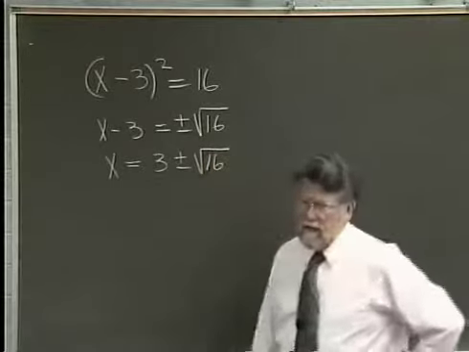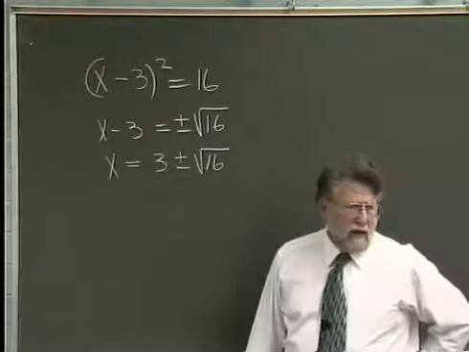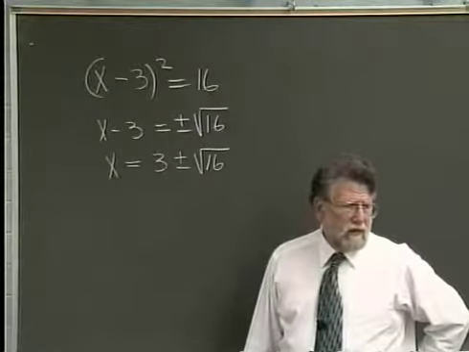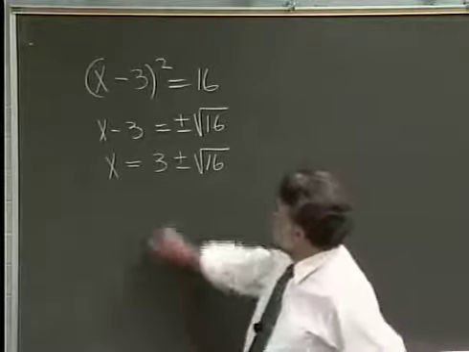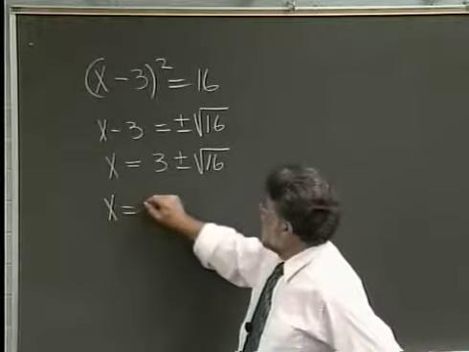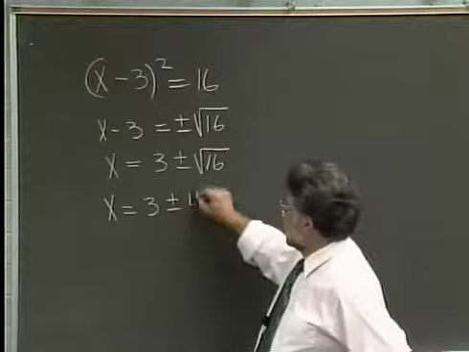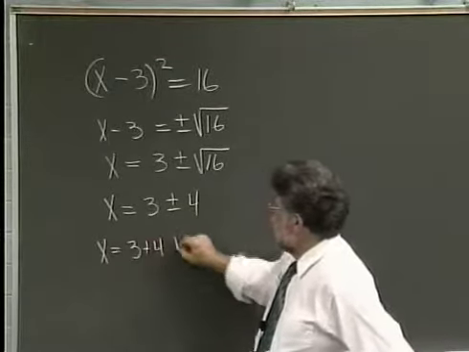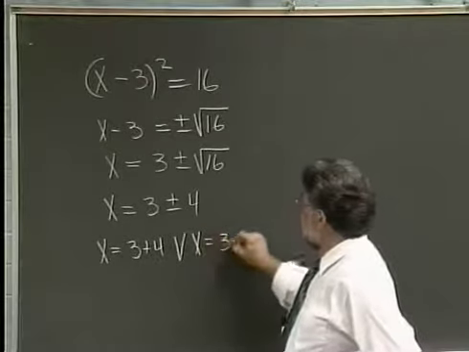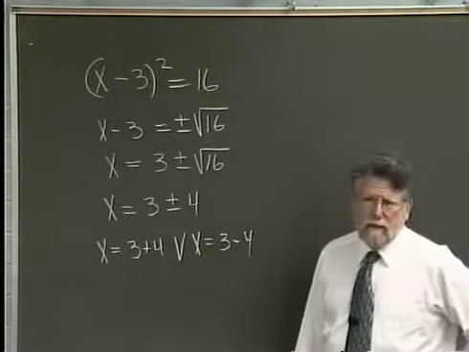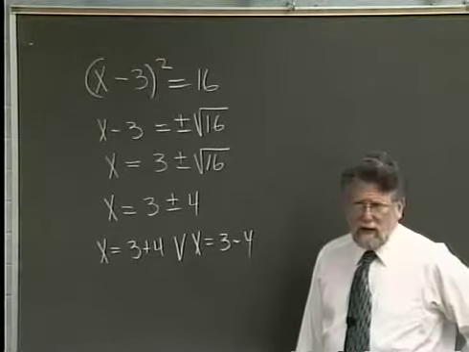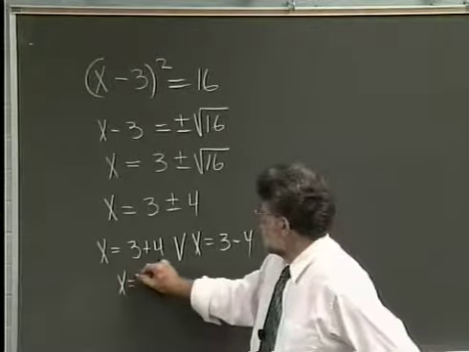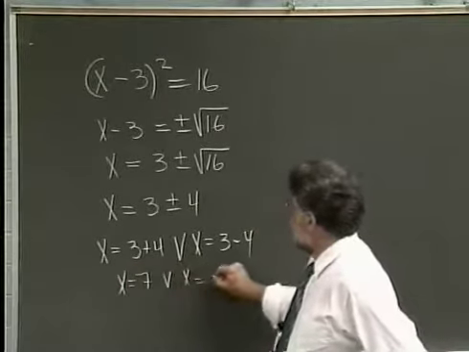Now I could have simplified the square root of 16 to a 4. But this is 3 plus or minus the square root of 16. So this says I have 3 plus or minus 4. So that says that x is equal to 3 plus 4, or x equals 3 minus 4. Do you understand what I did there in that process? So this gives me a 7 or a negative 1.